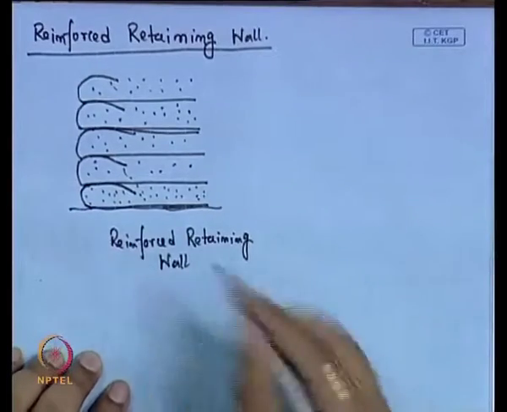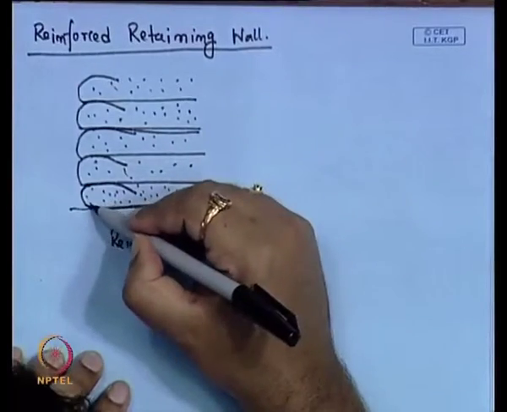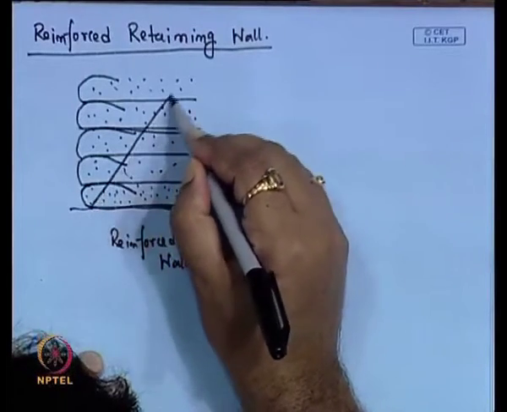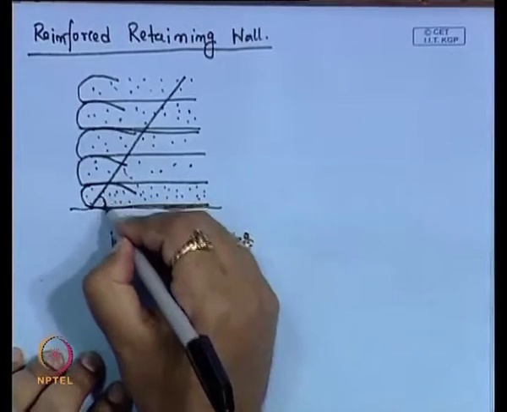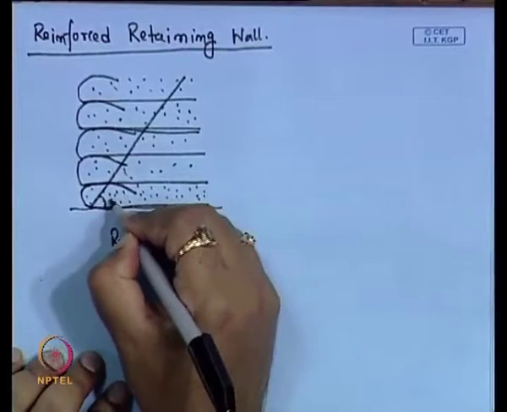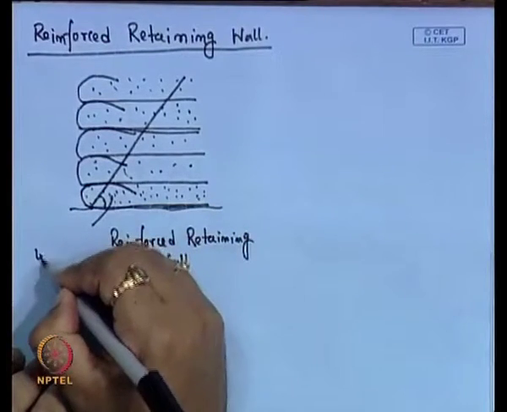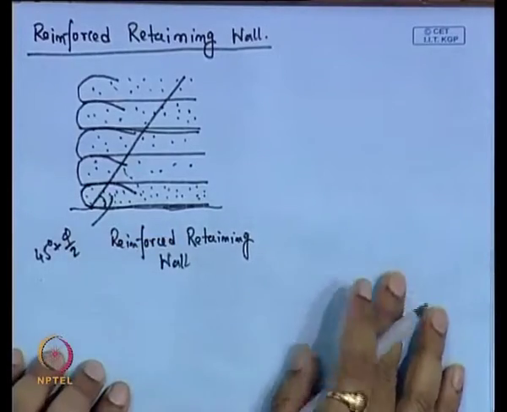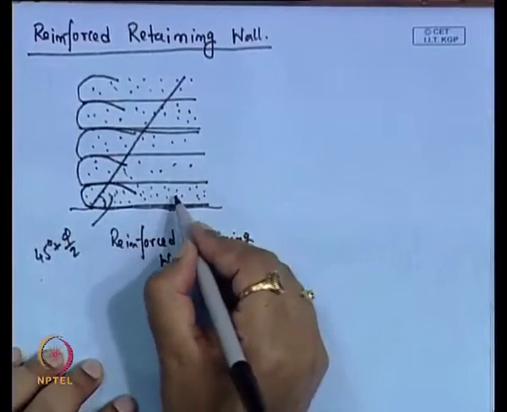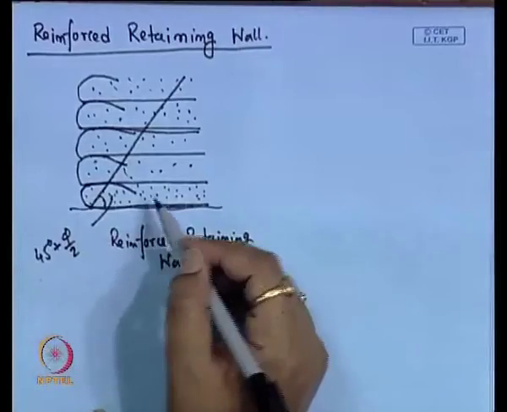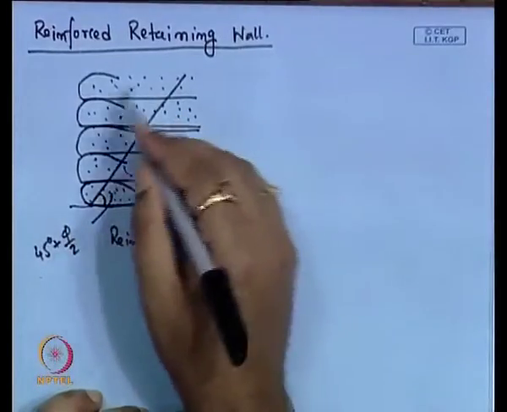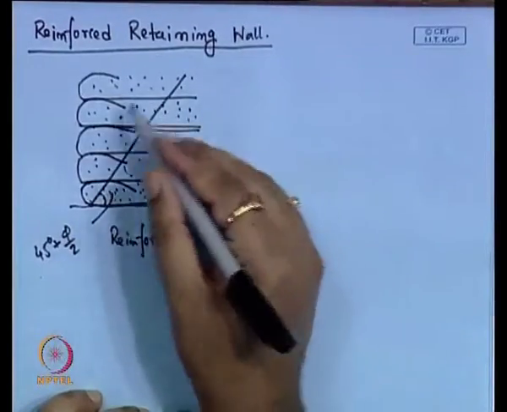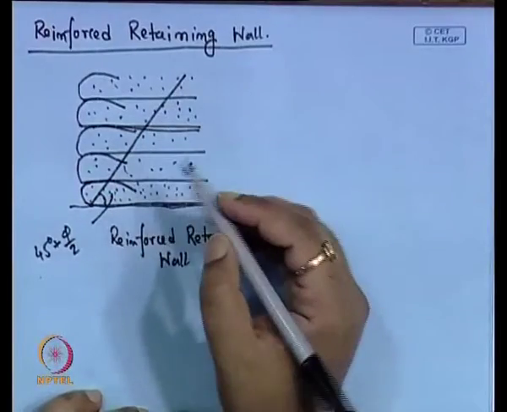Now, if we consider the failure surface, if it fails like this, then this angle is 45 degrees plus phi by 2, where phi is the friction angle of this compacted fill material with reinforcement.